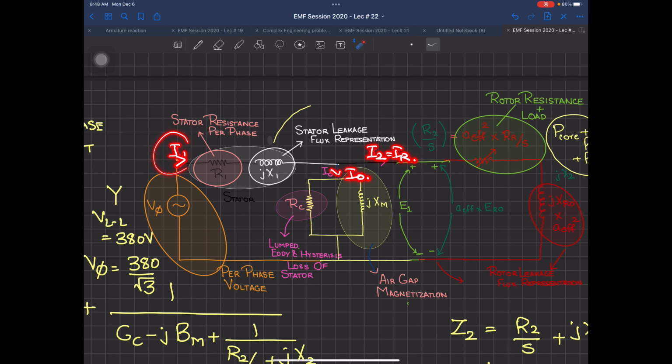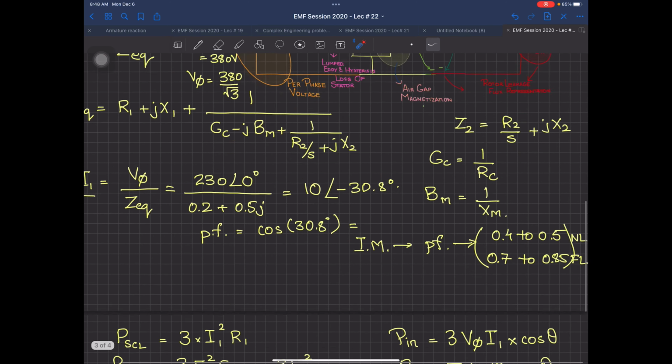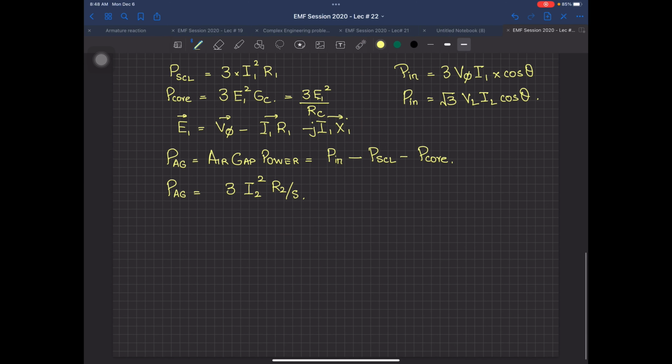So when you have found out I1, you will first have to find out I2 by the current division rule, because you already know your RC, you already know your JXM, and you already know your Z2. So you can easily find out I2 over there. This will be a little difficult task because now you have 3 branches and you have to find out the branch current, that is the I2 current. So you can combine RC and JXM as one impedance and the next impedance. So your circuitry will be something like this.